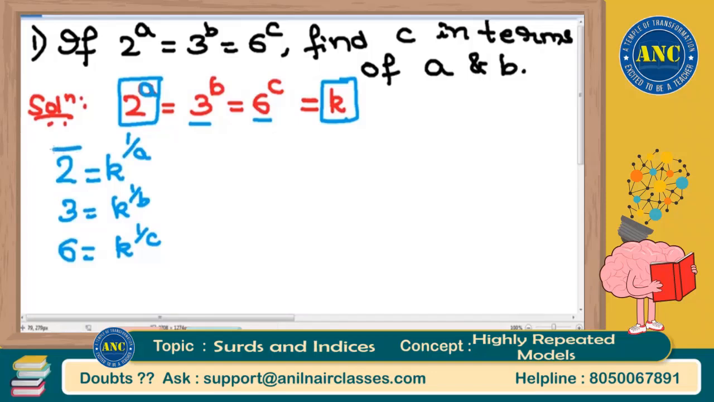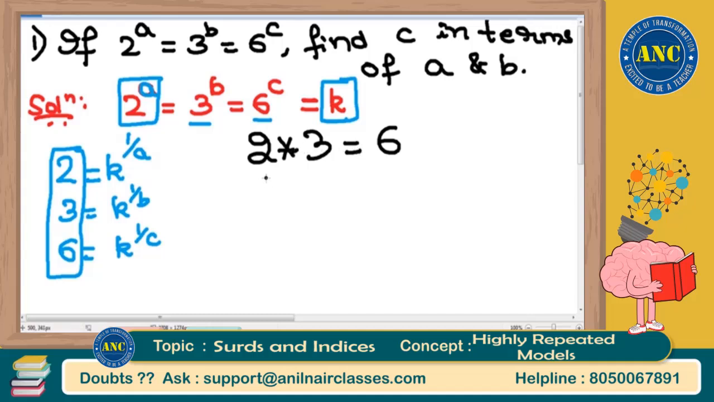Now on the left hand side I have 3 numbers, 2, 3 and 6. What is the relationship between these 3 numbers? The relationship between these 3 numbers is nothing but 2 into 3 is equal to 6.